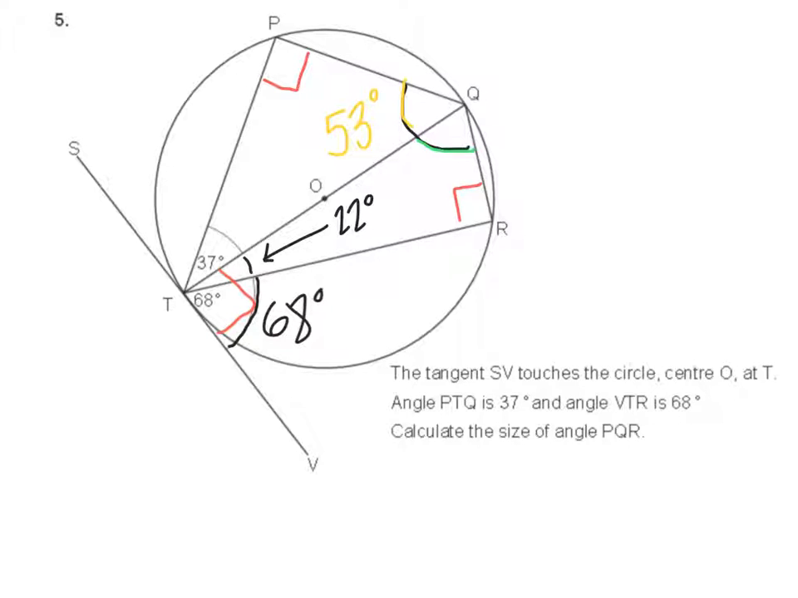So since the right angle in the corner is 90, this one here is 22 degrees, then the green one will make it add up to 180 again. 90 add 22 is 112, and 180 take away 112 is 68 degrees. Adding these two together gives us the angle that we are looking for. So 53 add 68 is 121 degrees. That's the size of angle PQR and the end of the question.